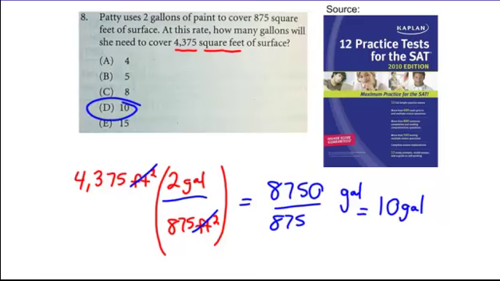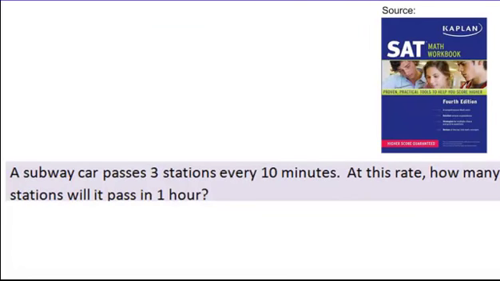Here's a problem that will involve a double unit conversion. A subway car passes 3 stations every 10 minutes.